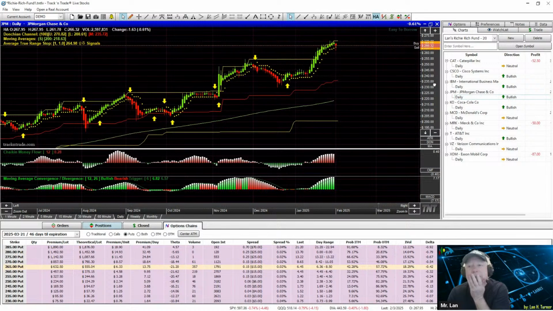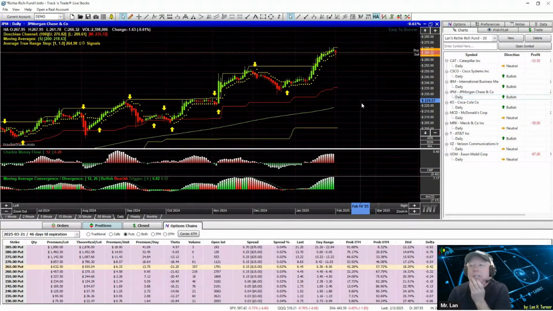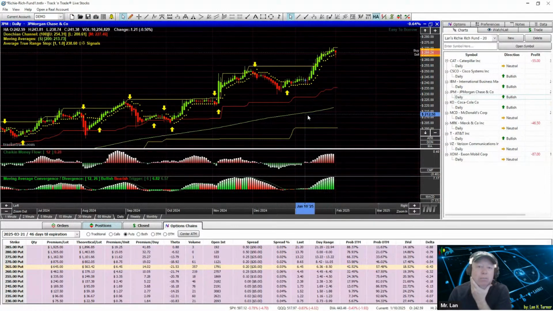If you would get assigned, you could make a lot more money because you get to sell covered calls against your long position, and that's where you get max profit. JP Morgan Chase. Wow, look at that baby go.